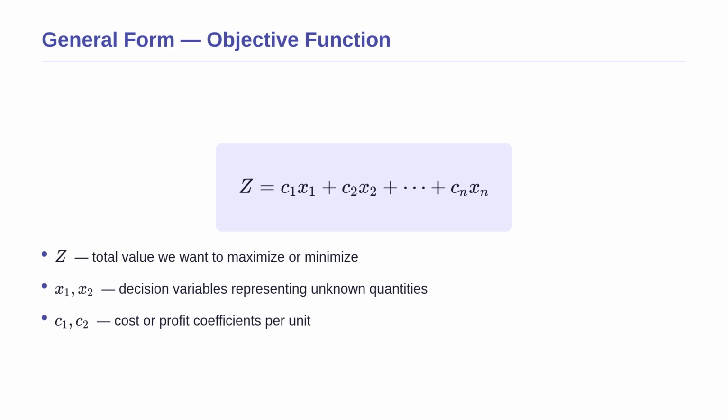This brings us to the mathematical representation of our main goal. The objective function calculates our total profit or cost, and conceptually, it is just the sum of the individual profits from each item. The variable z represents this total value that we want to maximize or minimize, like total dollars of profit. The variables x1 and x2 are our decision variables, representing the unknown quantities we need to find. The symbols C1 and C2 are the profit coefficients, meaning the profit from exactly one unit. As you increase the decision variables, the total value z increases or decreases accordingly.